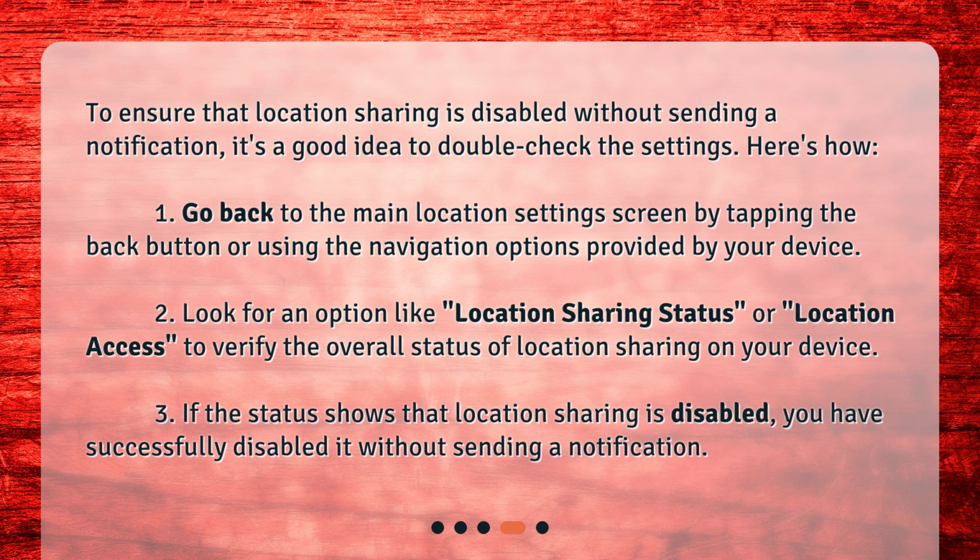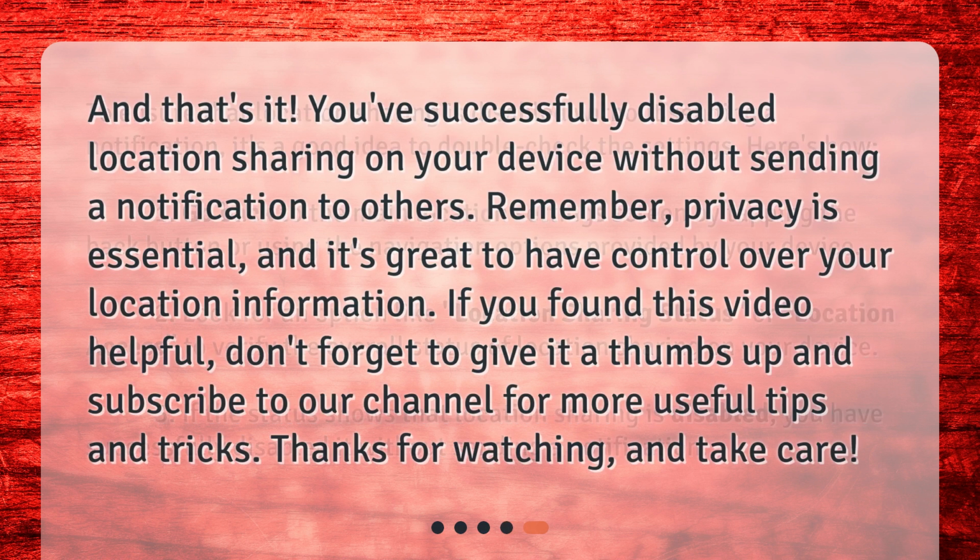2. Look for an option like Location Sharing Status or Location Access to verify the overall status of location sharing on your device. 3. If the status shows that location sharing is disabled, you have successfully disabled it without sending a notification. And that's it. You've successfully disabled location sharing on your device without sending a notification to others. Remember, privacy is essential, and it's great to have control over your location information.